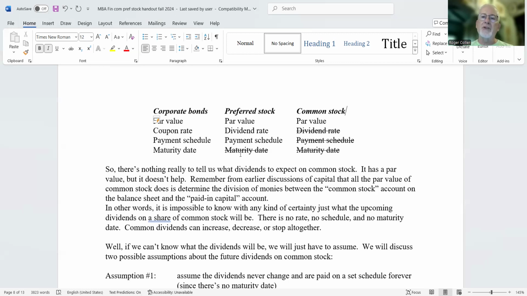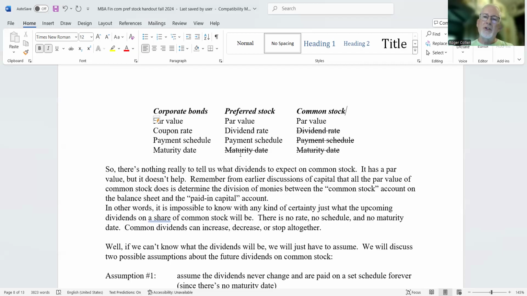Our first assumption is that the common dividends are constant. We're going to assume that the common dividends are a constant amount on a constant schedule that lasts forever. That's assumption one. Now, that's not a very good assumption because it's very unlikely that common dividends will actually be paid that way.